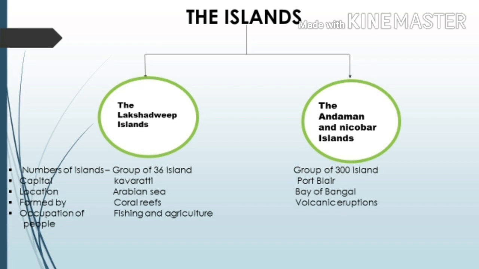On the other hand, the Andaman and Nicobar Islands are a group of more than 300 islands. Port Blair is its capital. It is located in the Bay of Bengal and formed by volcanic eruptions. Also, the people living here depend on fishing and agriculture. Both the islands are part of the Indian Union Territory.